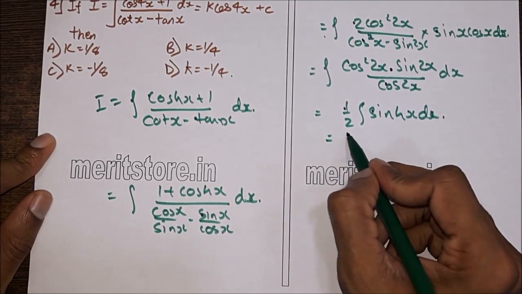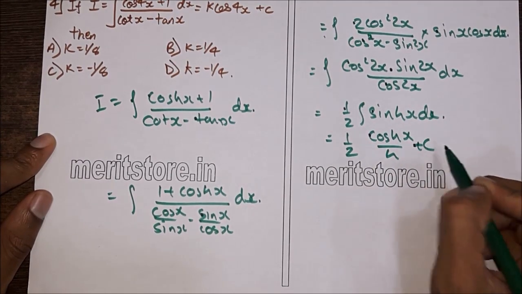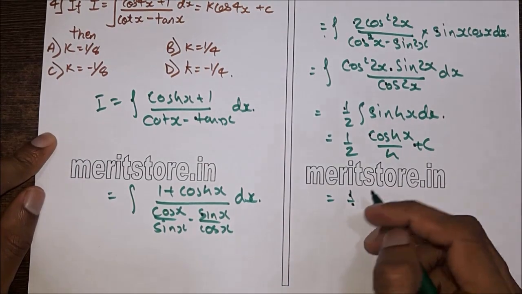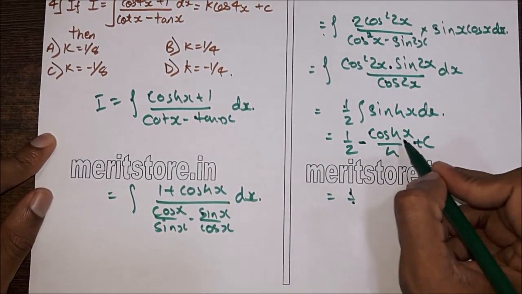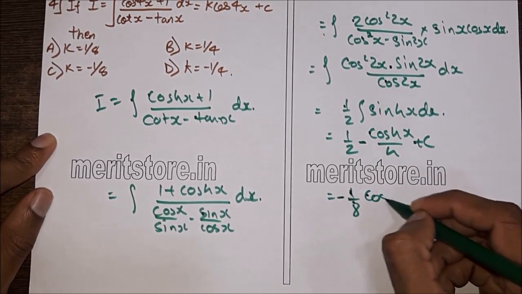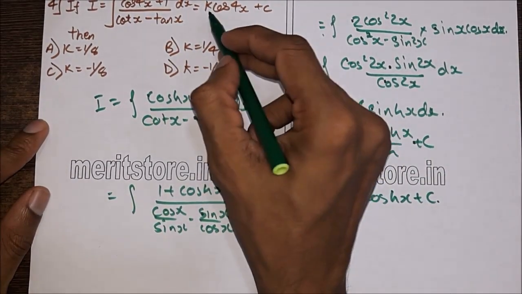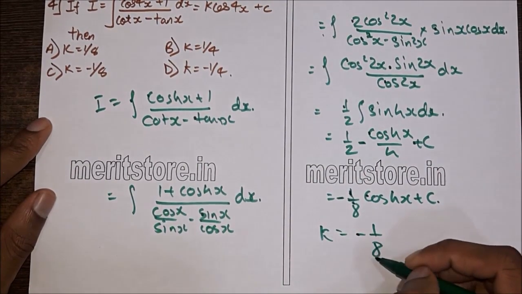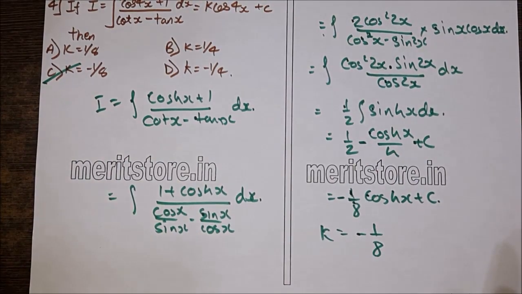For the solving, we get half cos 4x upon 4 plus c. The integral of sin 4x gives us minus cos 4x upon 4 plus c, so we are left with minus 1 by 8 cos 4x plus c. So we compare this with k cos 4x, and we get k is equal to minus 1 by 8, which is our option C. Therefore option C is the correct answer.